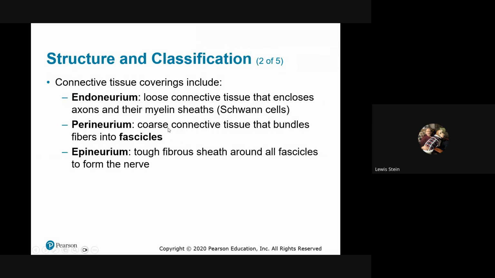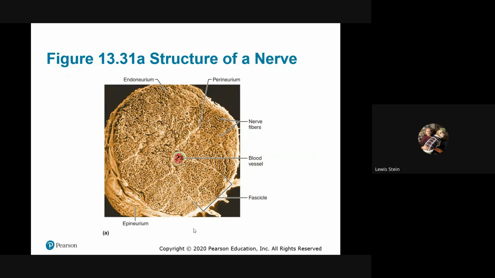You have something called fascicles, which are bundles of these individual nerve fibers or axons, and that's perineurium. And around the whole nerve, the part that implies some toughness, is the epineurium. And you're going to see this with muscles. You're going to have endomysium, perimysium, and epimysium. And so this is what it looks like. What's unique about this is the blood vessels in the middle.